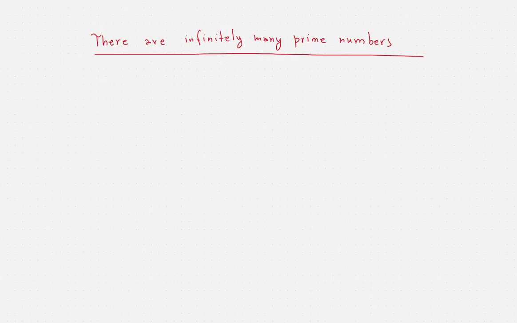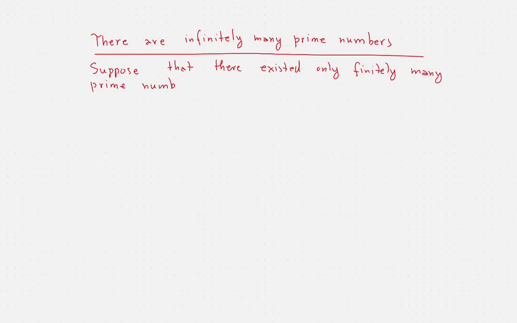So suppose that there existed only finitely many prime numbers, P1, P2, up to Pn. Okay, n could be a trillion, could be a trillion to the trillion, I don't know, but there are only finitely many. Or supposedly there are only finitely many.